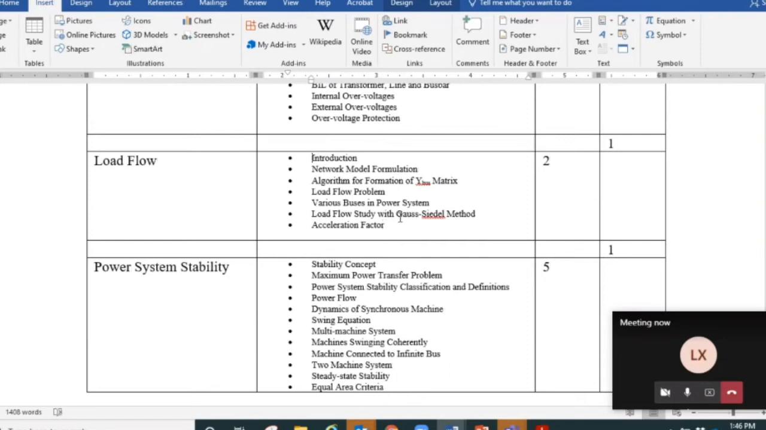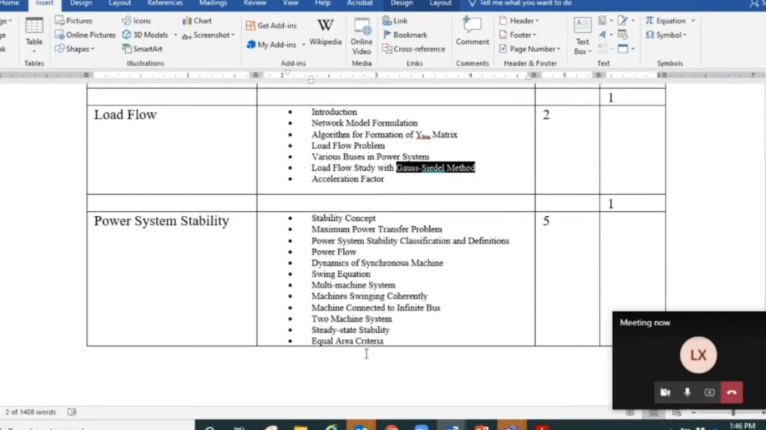The one that we are going to learn is the Gauss-Seidel method. Apart from that, there are other methods that we will do in the assignment, like Newton-Raphson method, fast decoupled method, and so on. So that chapter, I kept it small actually, and tried to make it easy for you. Then the next chapter will be power system stability.